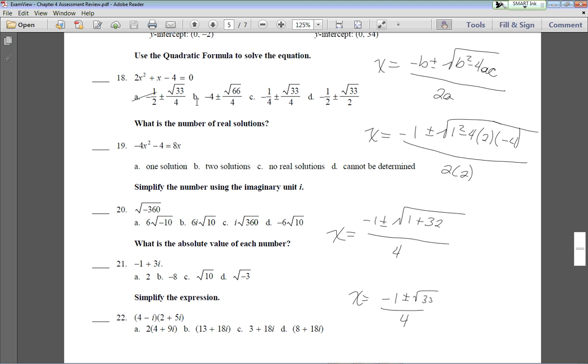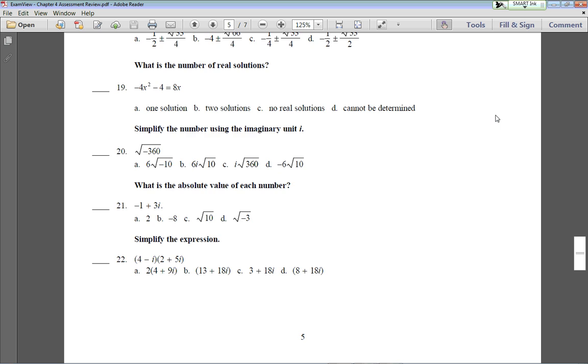So which one of these does that match up to? Well, not this one, not this one, not this one, so it's got to be C, because they split it into two fractions, which is fine. I could make this negative 1/4 plus or minus the square root of 33 over 4, and it wouldn't change the value. Both of these are mathematically equivalent. They chose to write it as two separate fractions. You don't have to if you don't want to, but the answer is C.